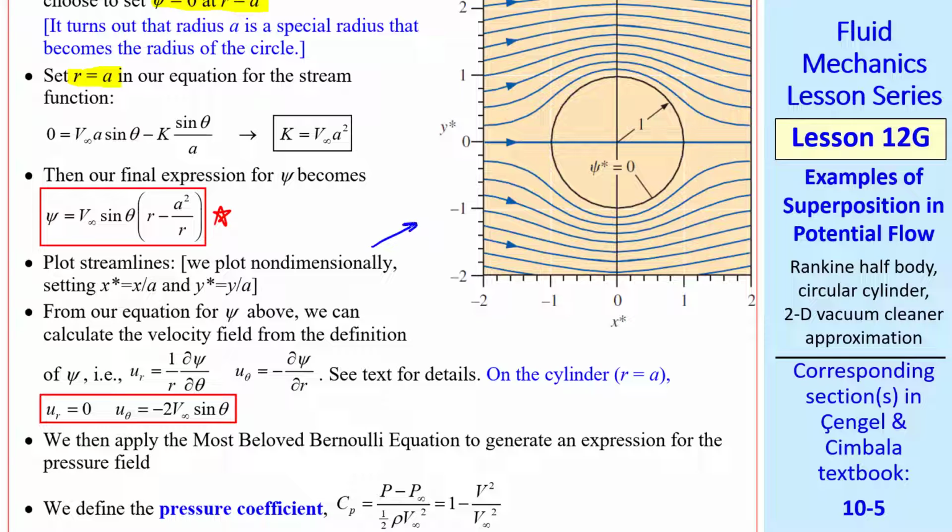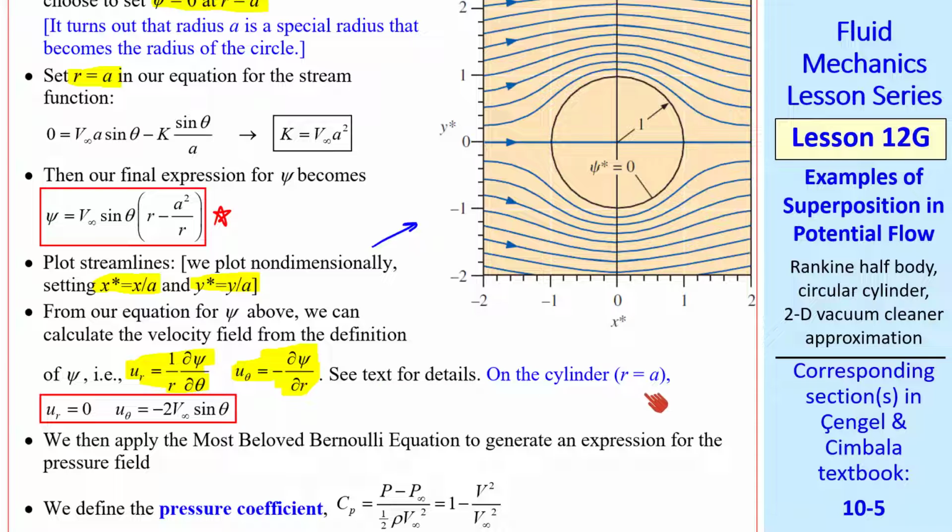I plotted streamlines. I used non-dimensional variables, x star equals x over a and y star equals y over a. That way this plot is identical for any potential flow over a circular cylinder, and this radius is 1 in non-dimensional units. We also non-dimensionalized psi. As we did with the previous problem, we can calculate ur and u theta from the given equations for psi in cylindrical coordinates. You can see the textbook for more details.